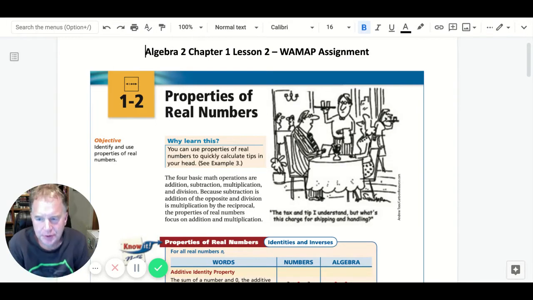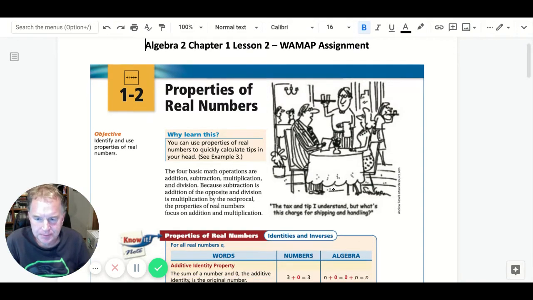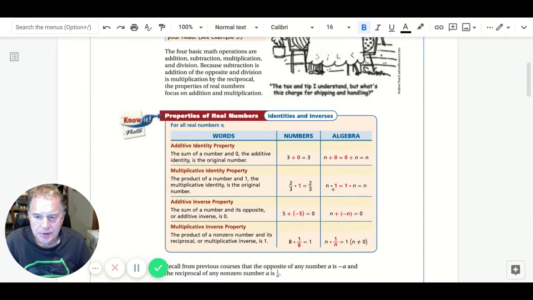Algebra 2, this is section 2, properties of real numbers. Reminder, a real number includes everything that we talk about. It's positives, negatives, decimals, fractions, the integers, the whole numbers, the natural numbers, and irrational numbers like root 2 and pi or root 5. It's all the numbers we work with. Most of the time, we work with the real numbers. So these are the properties.